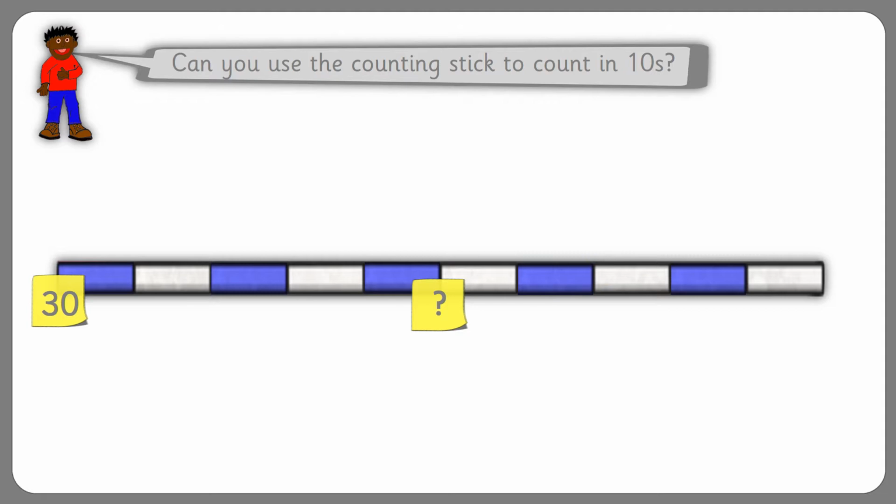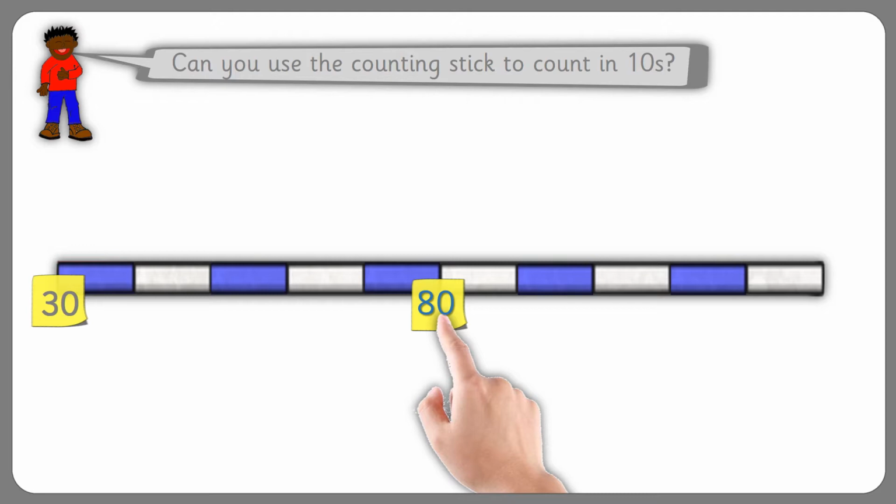Now, to be a little bit trickier this time, we're going to start at 30 on our counting stick. Counting in tens, what is the mystery number this time? Okay, let's work it out together. 30, 40, 50, 60, 70, 80 was our mystery number. Well done if you got it right.